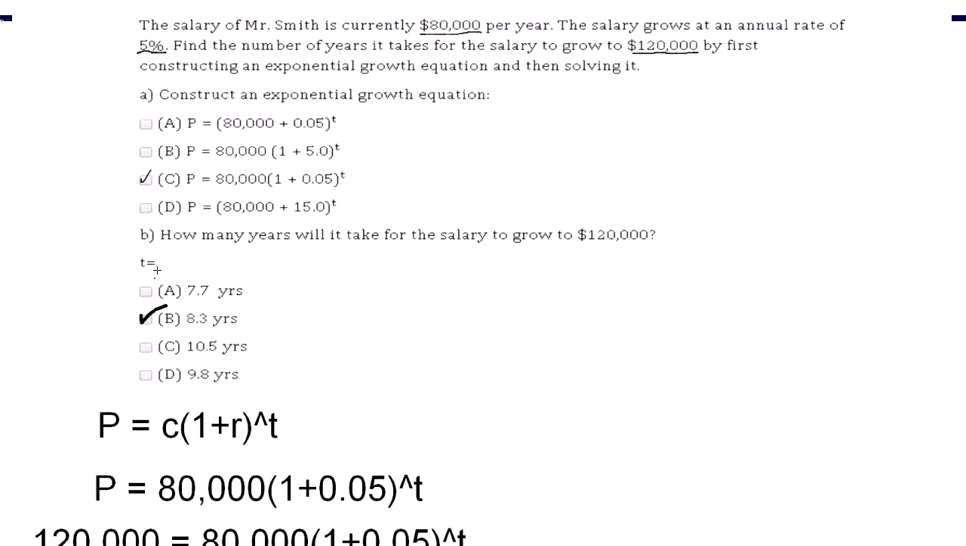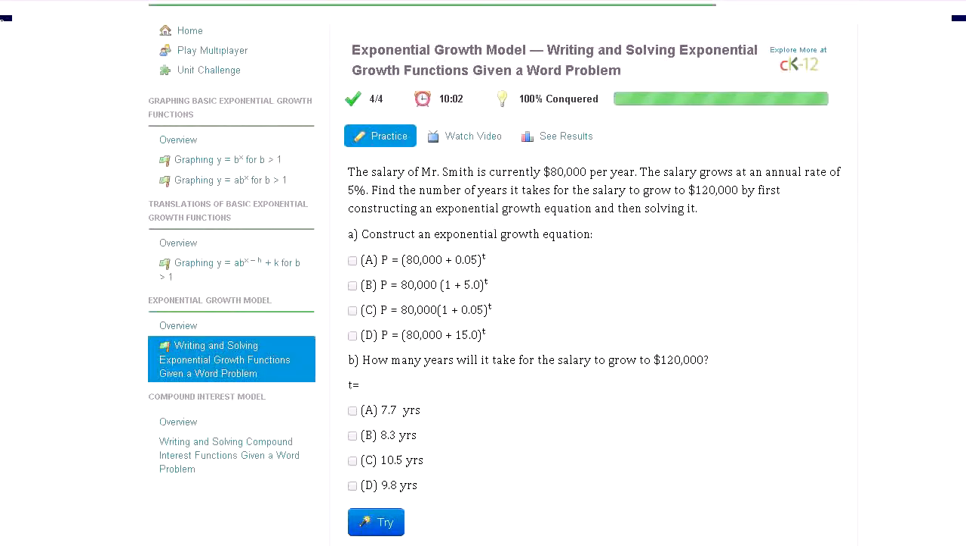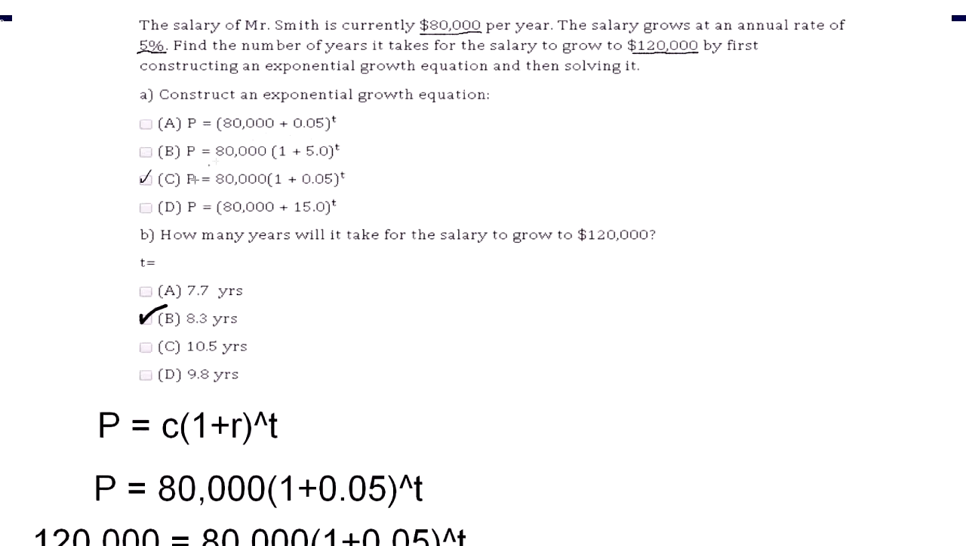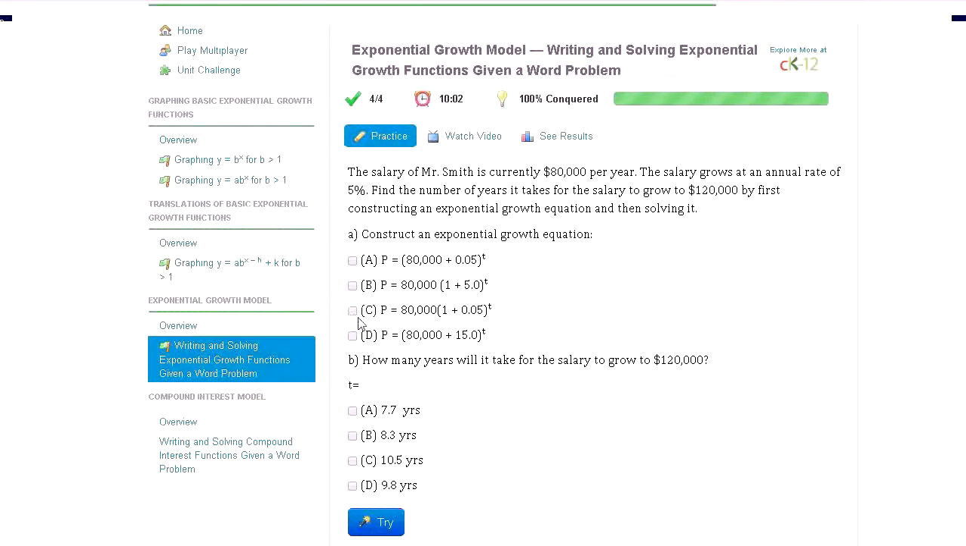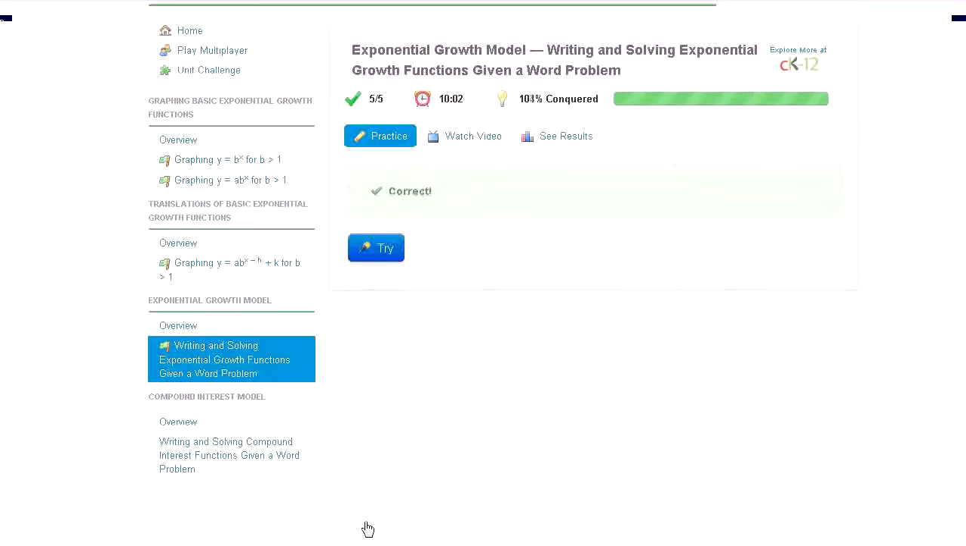Let's go back to our Brain Genie. So we know that C is our answer and B is our answer. Let's check. We are correct.